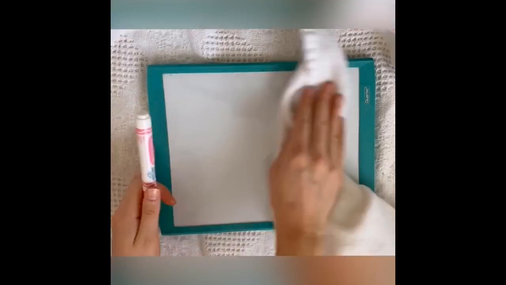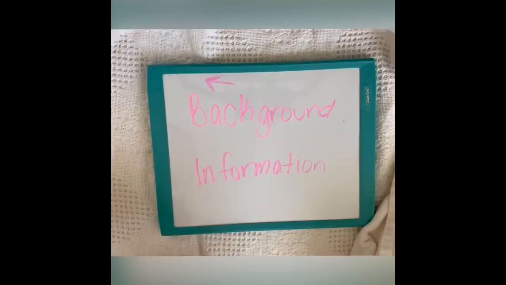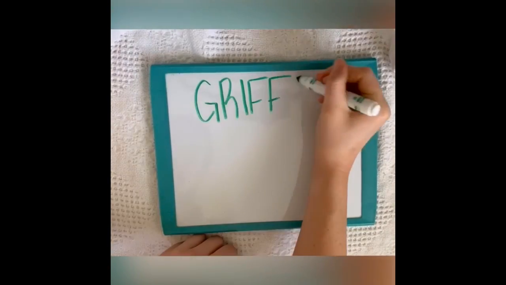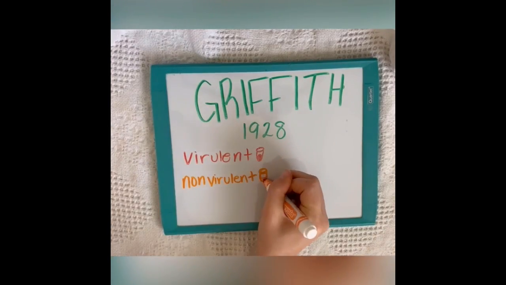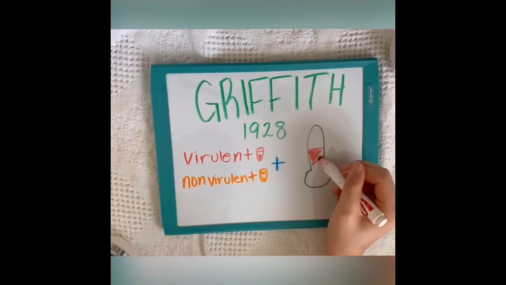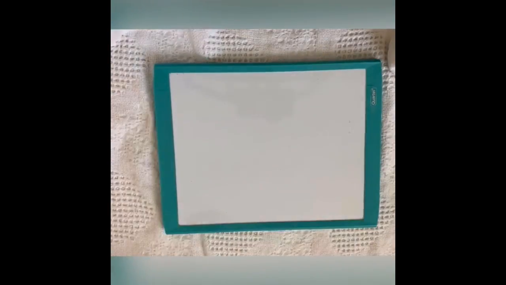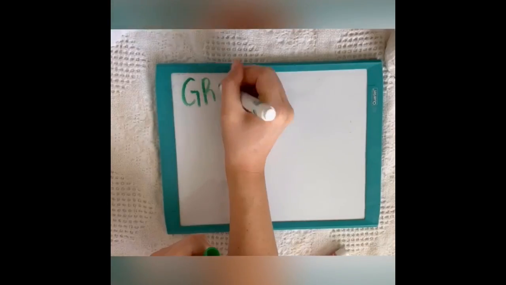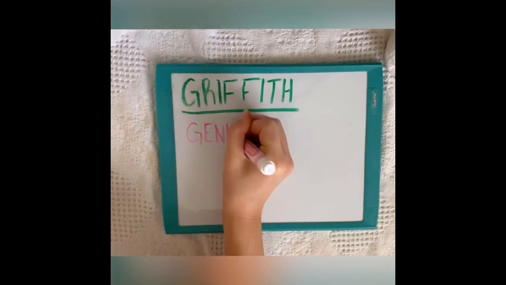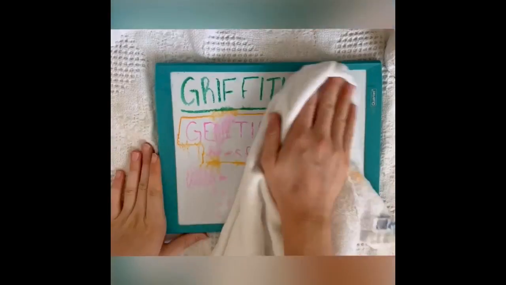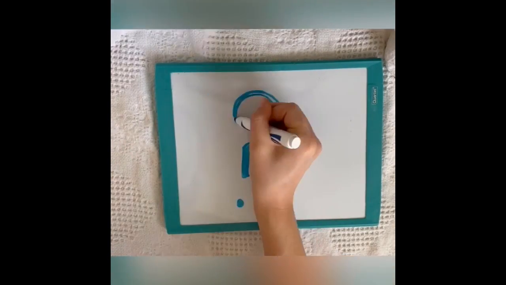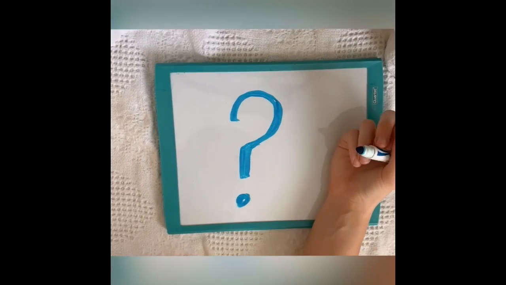First, we'll go into some of the background of where their ideas stem from. So the ideas in Avery, MacLeod, and McCarthy's experiment originated from the findings of Griffith. In 1928, Griffith conducted an experiment that demonstrated the idea of transformation within a substance. He used virulent and non-virulent strains of bacteria as well as heat to come to the conclusion that his bacteria was being genetically transformed during his experiment. But the big question was, what was being transformed?